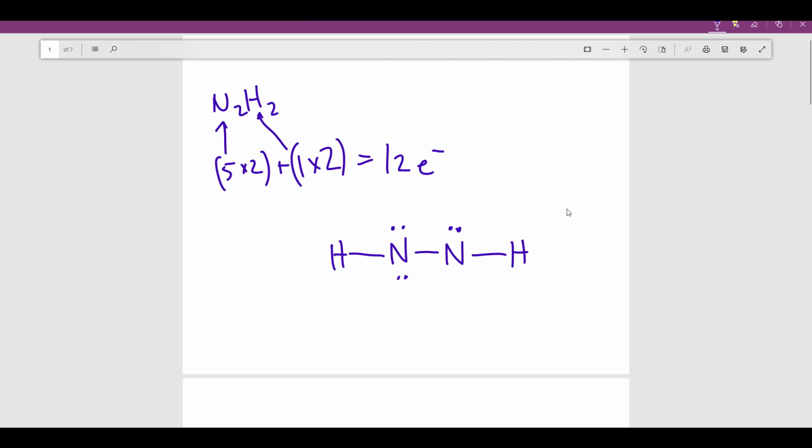You'll also notice, as we look at this, that this nitrogen here feels like it has a full octet because it has 2, 4, 6, 8 electrons surrounding it. This nitrogen, however, does not. It only has 2, 4, 6. So what do I do here?